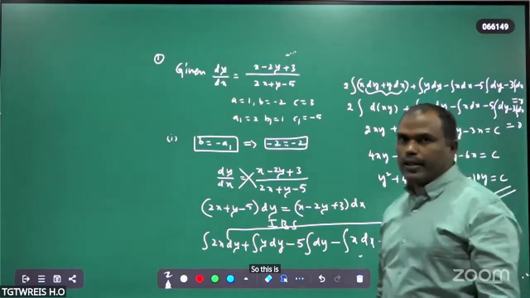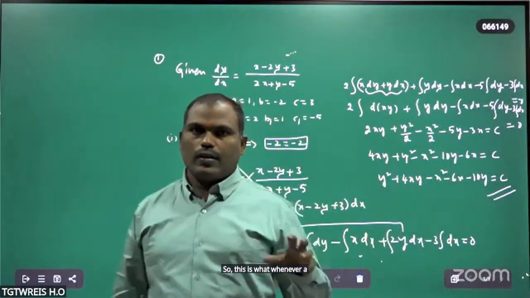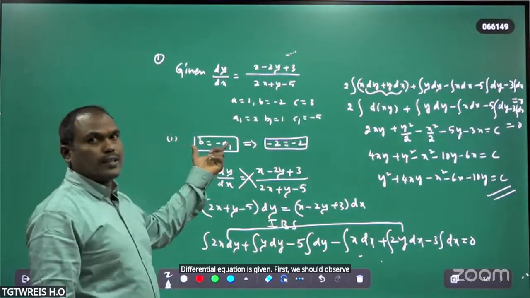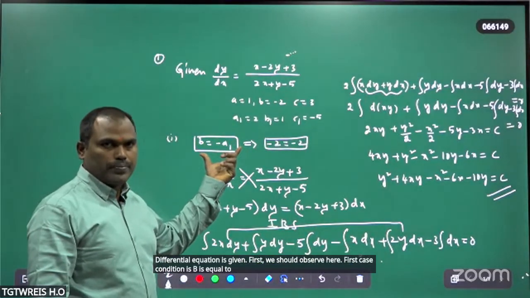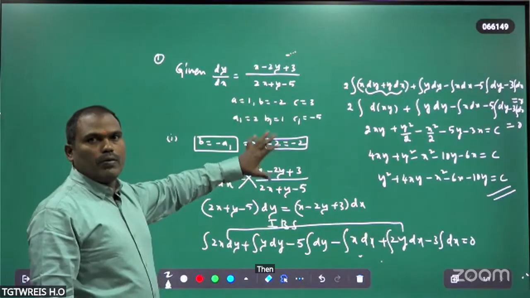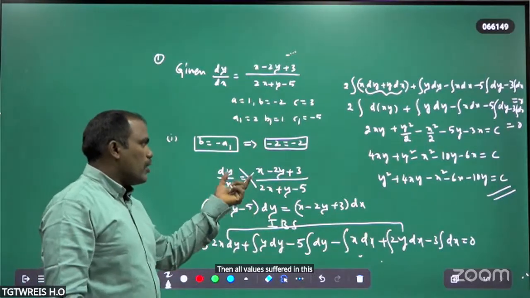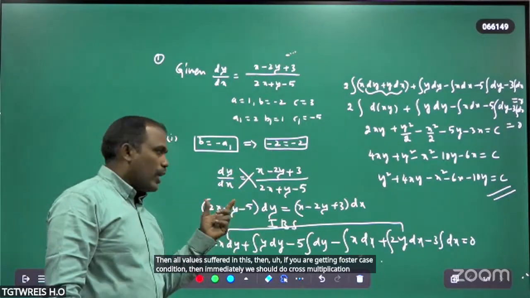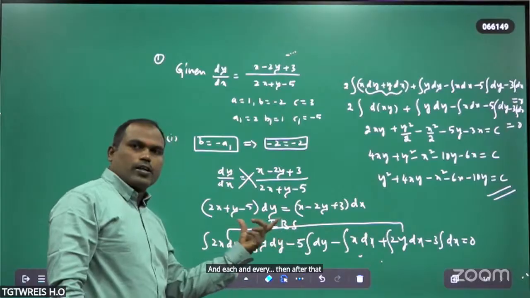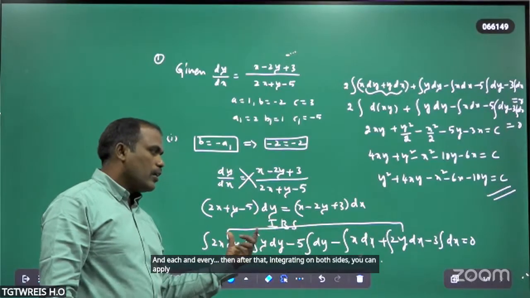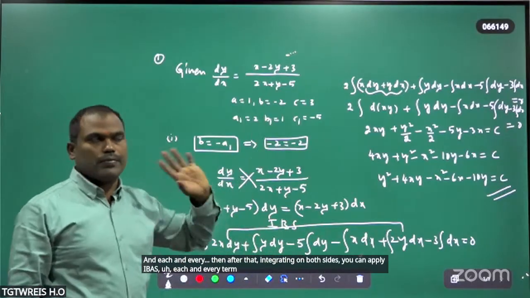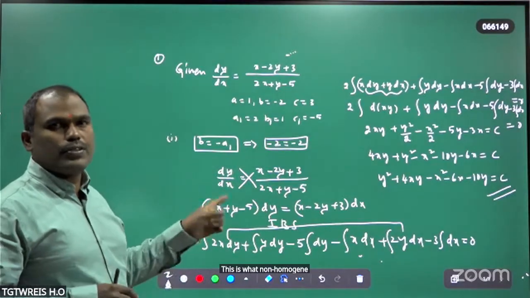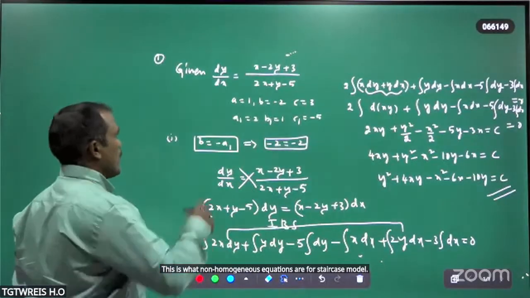So whenever a non-homogeneous differential equation is given, first we should observe the first case condition, which is b equal to minus a1. Then substitute all the values in this. If you are getting the first case condition, then immediately we should do cross multiplication, and then integrate on both sides, applying integration to each and every term, and we get the solution. This is the non-homogeneous equation, first case model. Now coming to the second case.